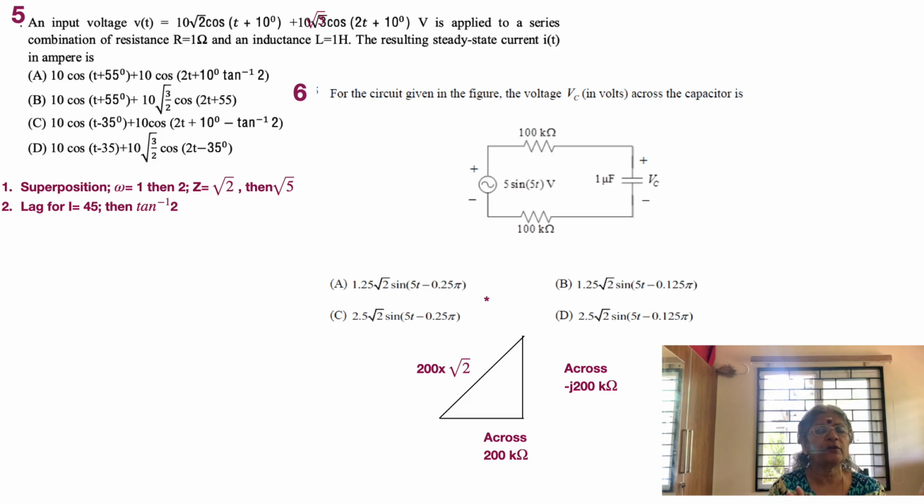Now we are ready to fit together the two currents that come about as a result of giving two different voltages. So the first quantity is 10 cos, no change, t minus 35 degrees, plus 10 cos 2t plus 10 degrees minus tan inverse 2. Moving on to the sixth problem.